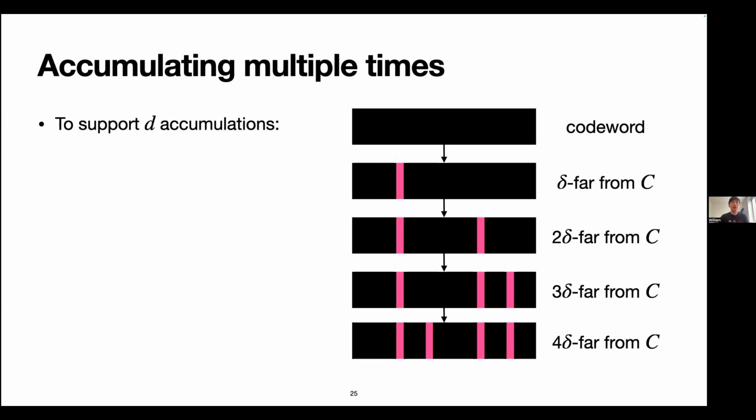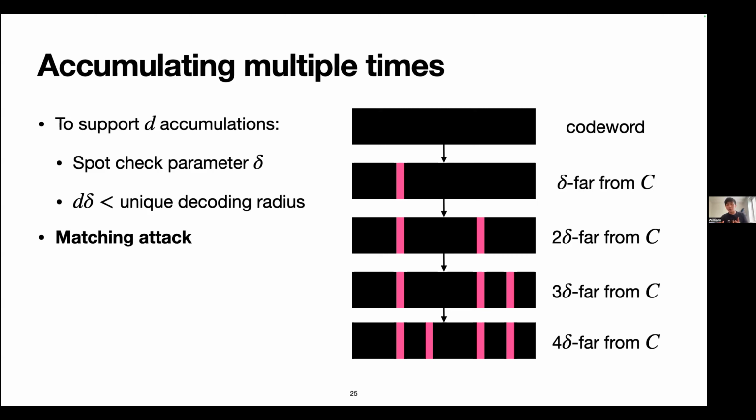And so to wrap it up, in order to support D accumulations, first of all, you're going to set your spot check parameter delta to be some constant such that D times delta is less than the unique decoding radius. Okay. And the point is this accumulation scheme would therefore be able to support D steps. I do want to note that this also corresponds to a real-world attack. If you set your parameters such that your accumulation scheme only supports, let's say, 20 steps of accumulation, and you try to actually do 21 steps, it turns out there's a malicious prover that can break your scheme and fold in an invalid proof.